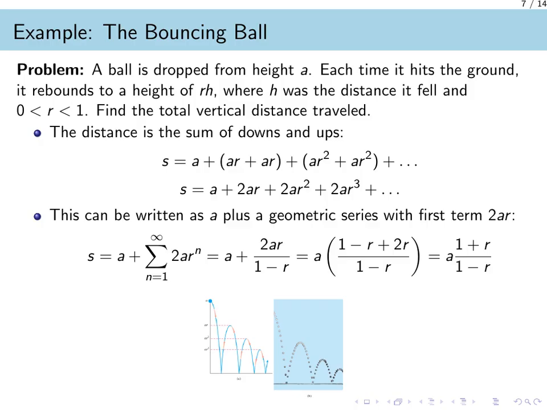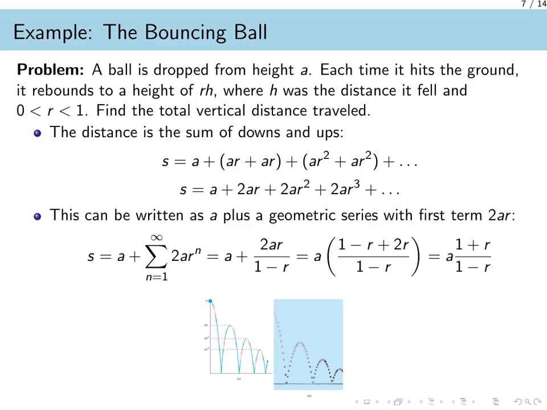Let us apply our knowledge of geometric series to a classic physics problem. Calculating the total distance traveled by a bouncing ball. We start by dropping a ball from an initial height, which we will call a. The total distance it travels is this first drop, plus the sum of all the subsequent ups and downs.